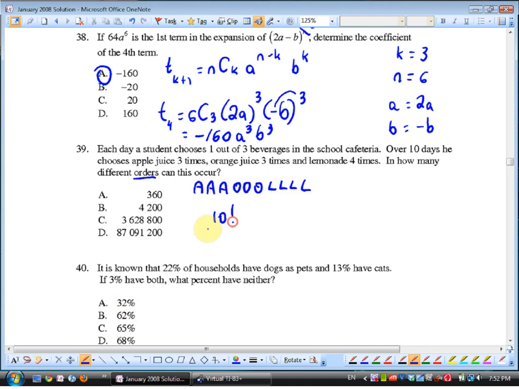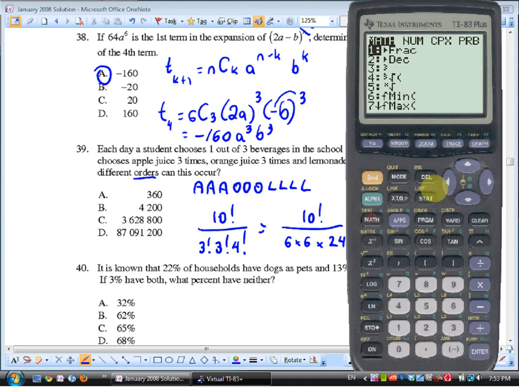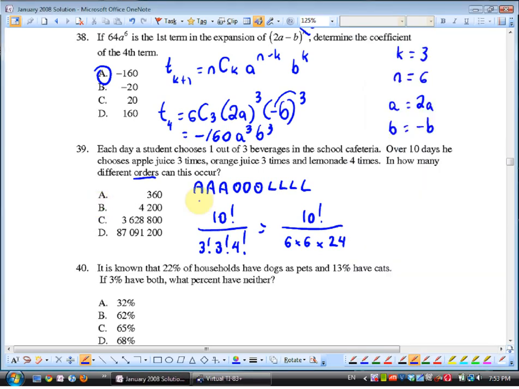This is going to be 10 factorial divided by 3 factorial, 3 factorial, 4 factorial. 3 factorial is 6, 3 factorial is 6, and 4 factorial is 24. It's sometimes a little easier just to do those small factorials in your head, less typing. Now a common mistake kids might make is they might go 6 times 6 times 24. Oh, wait a minute, all three of these have to be in the denominator. I have to use brackets so my calculator knows that, and I get 4,200. B.